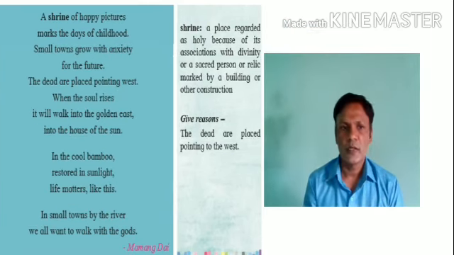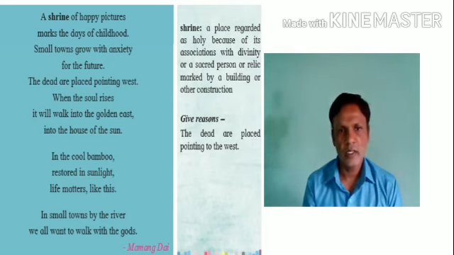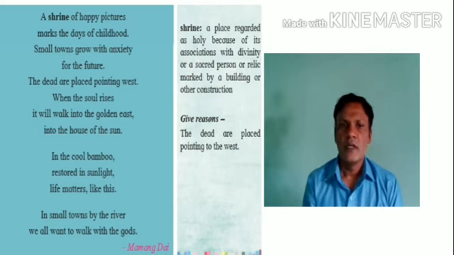The dead are placed pointing west. When the soul rises, it will walk into the golden east, into the house of the sun. Here in this stanza, we get the reference to one more ritual. Earlier in this poem, we saw the ritual of placing the wreath on the body of the dead. And here in this stanza, the ritual of placing the dead pointing west is there. They believe that when the soul rises out of the body, it will go directly into the east.